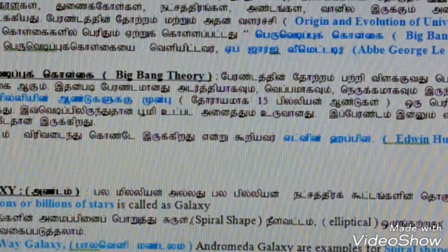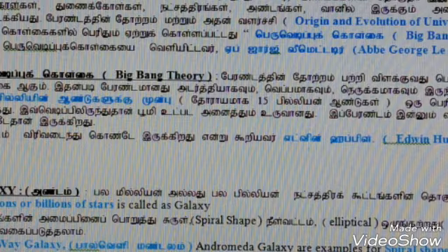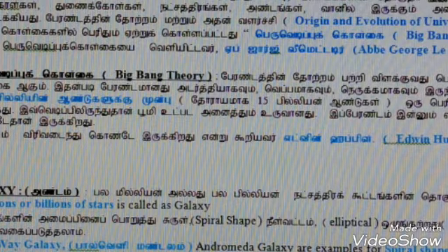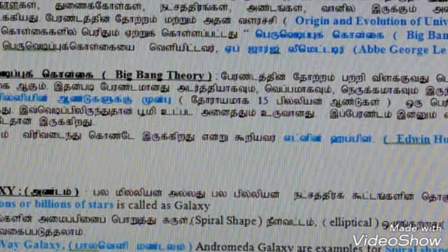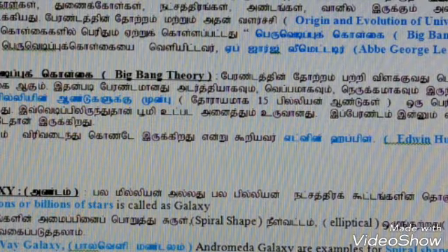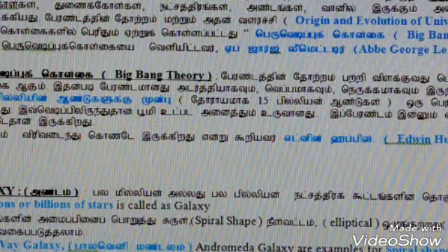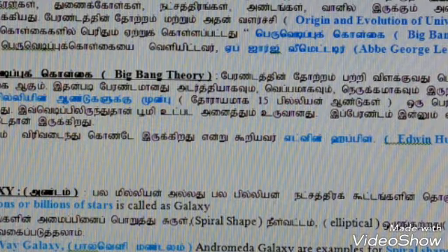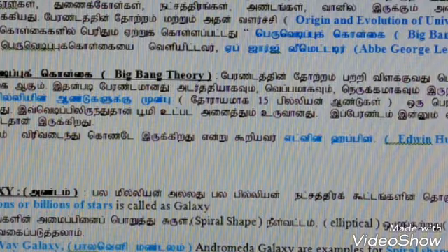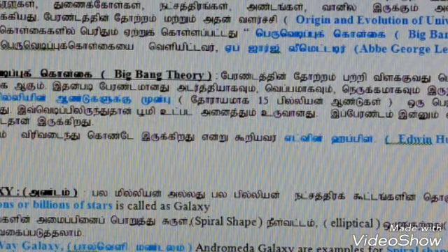Our own galaxy is called the Milky Way galaxy or Akash Ganga. நாம் சார்ந்திருக்கக்கூடிய அண்டமானது பால்வழி மண்டலம் அல்லது ஆகாய கங்கை எனப்படுகிறது. Milky Way galaxy contains 100 to 300 billion stars. Andromeda is our nearest galaxy. The Milky Way galaxy is spiral in shape.